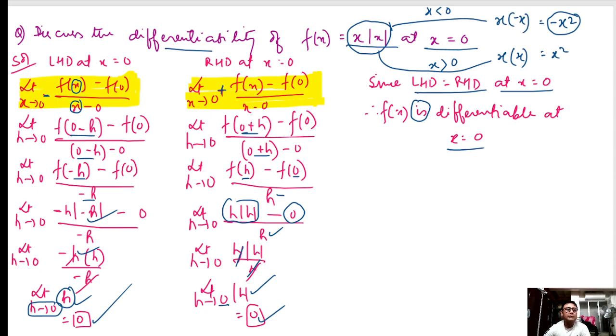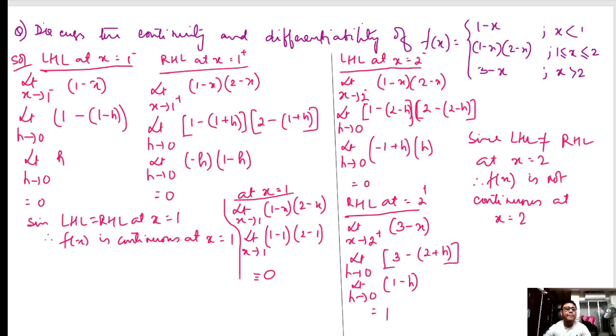Now friends, let's see the next sum. Discuss the continuity of the function and discuss the continuity and differentiability of this. So if it is less than 1, I will choose this equation. If it is more than or equal to 1, I will choose this equation. Similarly, if it is less than or equal to 2, I will choose this equation. And if it is more than 2, I will choose this equation.